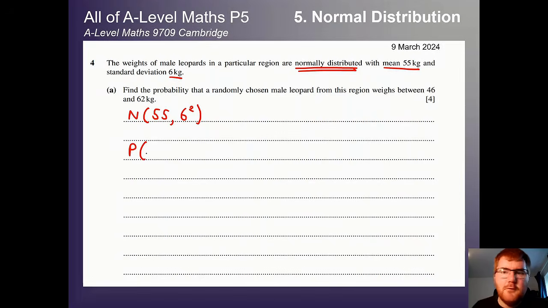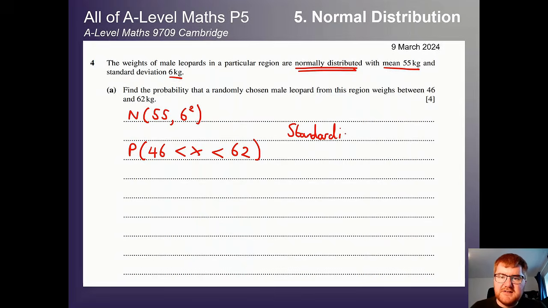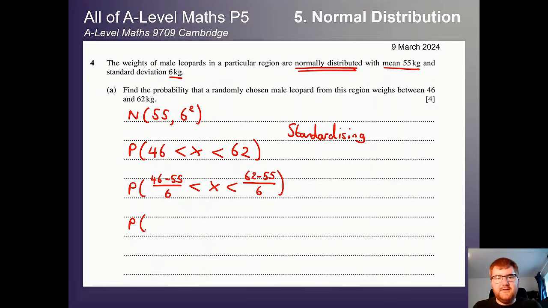So we're looking for between 46 and 62, like so. Now we want to do our standardizing procedure, so we can use our table a bit later on. That means we want to do 46 minus the mean, divided by the standard deviation, to both of our limits here. So 62 minus 55, all over 6. Let's work out what that's going to look like.